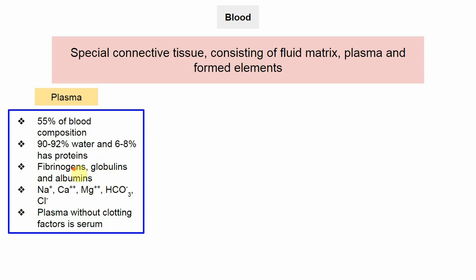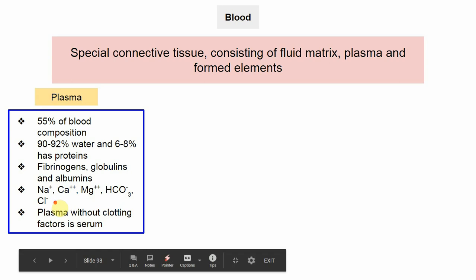Fibrinogens are mainly involved in clotting of blood, whereas globulins are mainly involved in immune reactions or defense mechanisms, and albumins are mainly involved in maintaining the osmotic pressure. You also find ions such as sodium, calcium, magnesium, bicarbonate ion, and also chlorine. So if you remove the clotting factors from plasma, it is termed as serum.